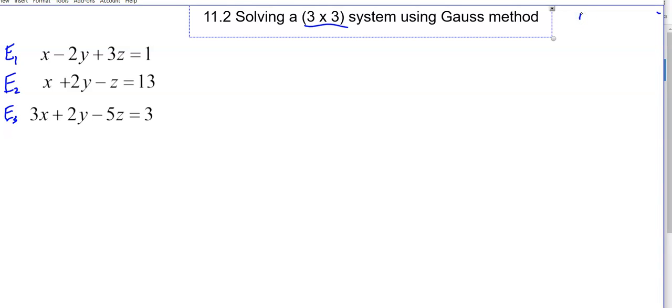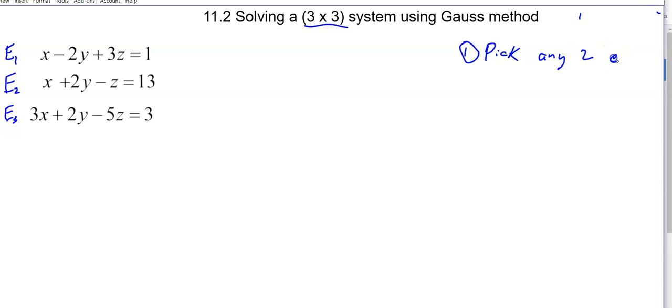Okay. So the first thing I might consider doing is just write the steps off to the side. So step one, using this method, is to pick any two equations and eliminate one variable.